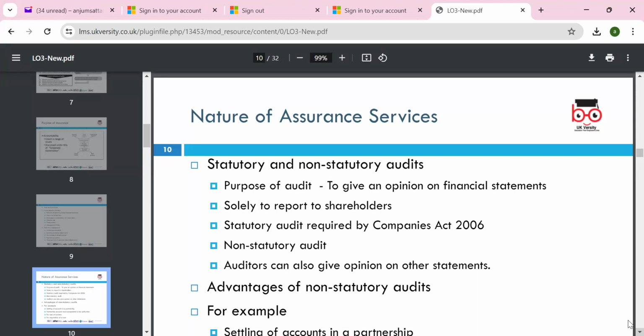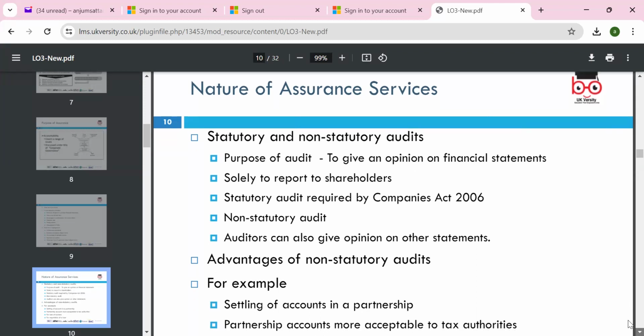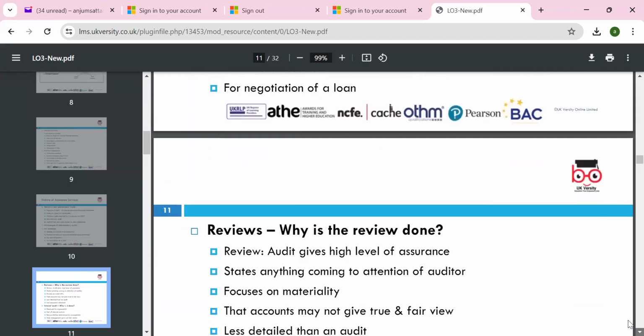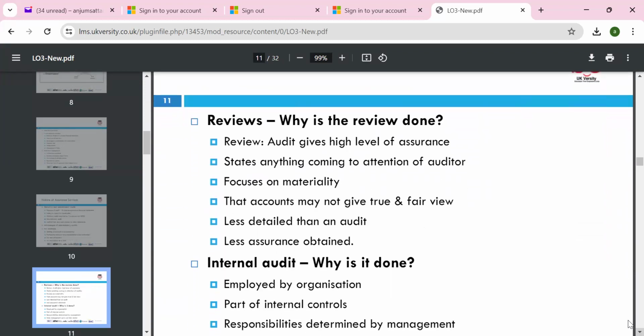Auditors can give an opinion on other statements. We can look at the advantages of the non-statutory audit, for example, settling the accounts in a partnership. Partnership accounts may be more acceptable to the tax authorities, for the sale of a business and for negotiating a loan. Okay, review: why is the review done?